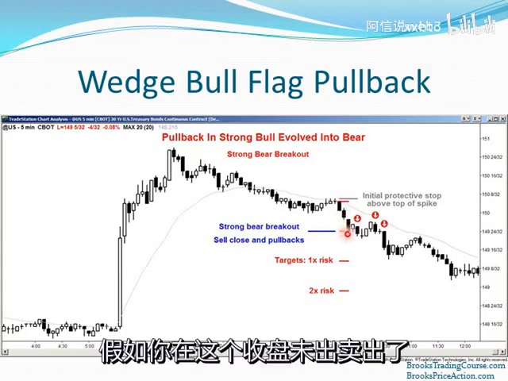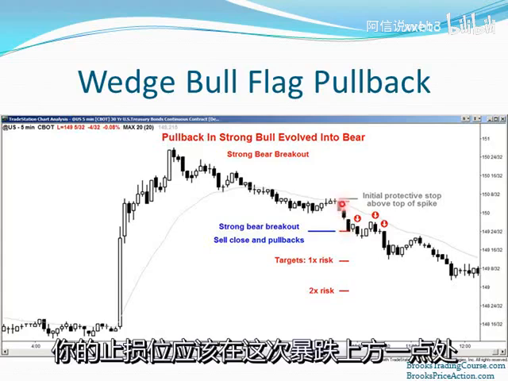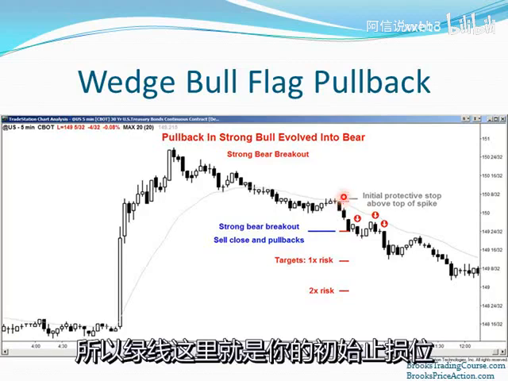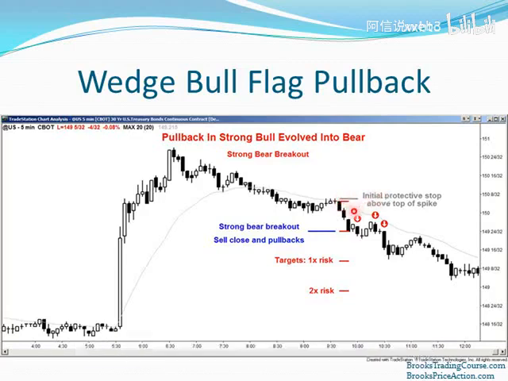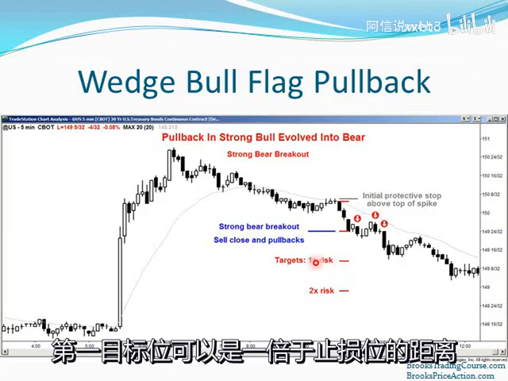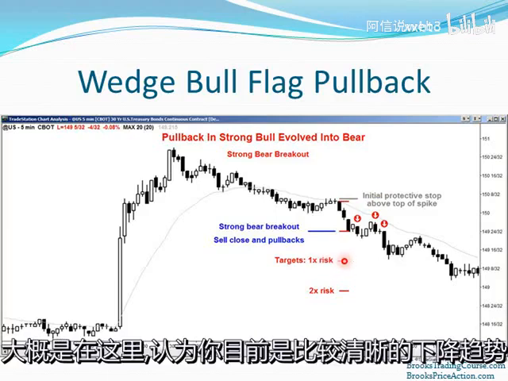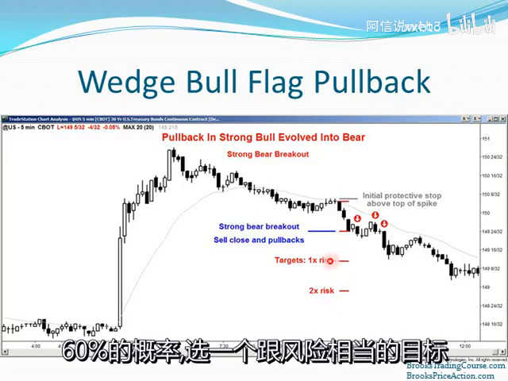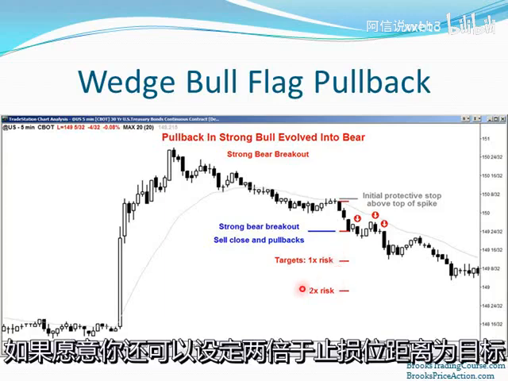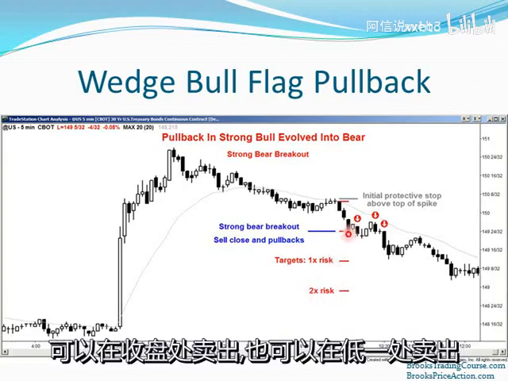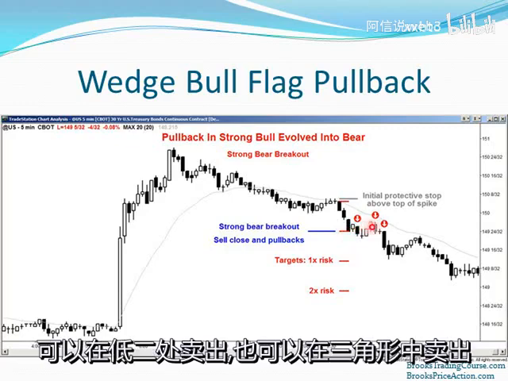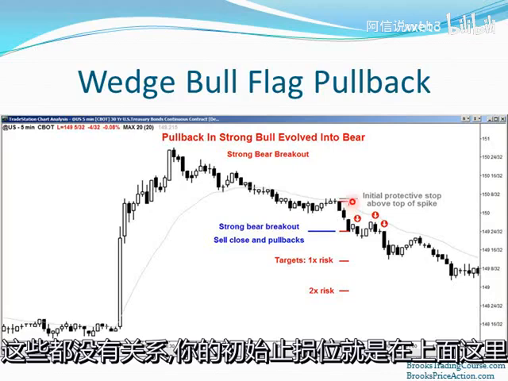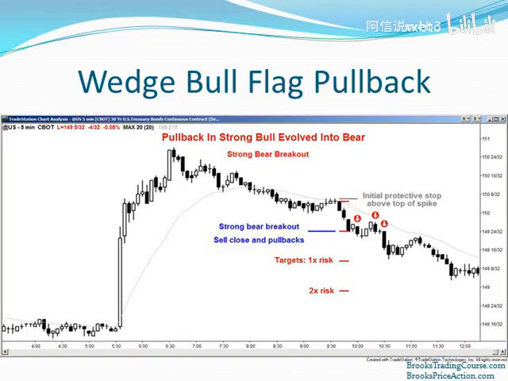The height of the spike, let's say you sold this close. Your stop is going to be 1 tick above the high of the spike. So up here at this gray line, that's your initial protective stop. Your initial target, you might want to go for 1 time the risk, which would be here, thinking that it's now a clear bear trend, so that means 60% probability. You can go for a target that's just equal to your risk. If you want, you can try to go for a target that's twice your risk. You can sell closes, you can sell the low 1, you can sell the low 2, you can sell the triangle. It doesn't matter. Your initial protective stop is up here.